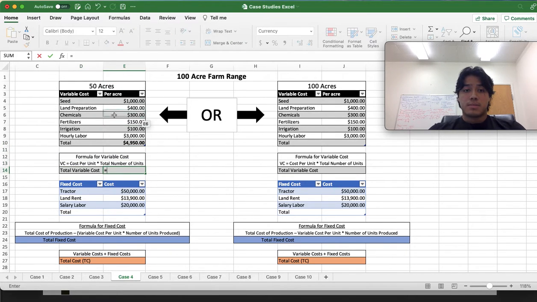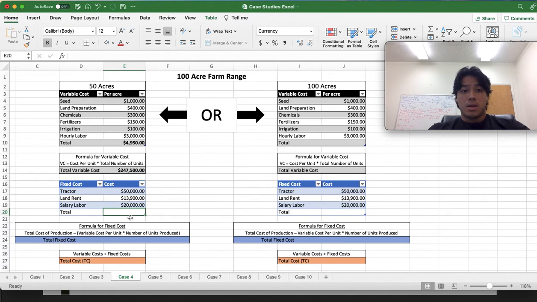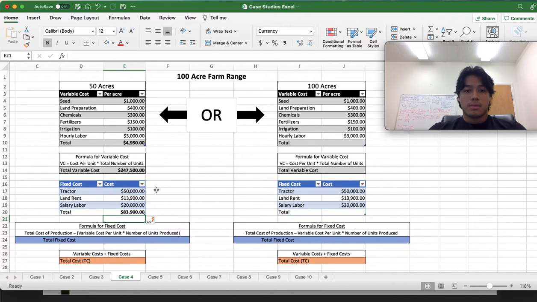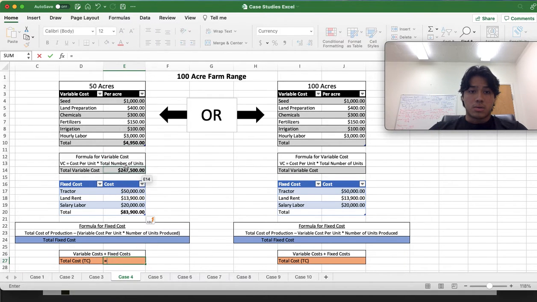So this is per acre, so we need to know how much it's going to cost for 50 acres. Select your cell and then multiply by 50. That's your variable cost for a 50-acre farm. Now, moving to the fixed costs, it's going to be sum. That's going to be the fixed cost of 50 acres. Now, let's find the total cost, which is your variable plus fixed.